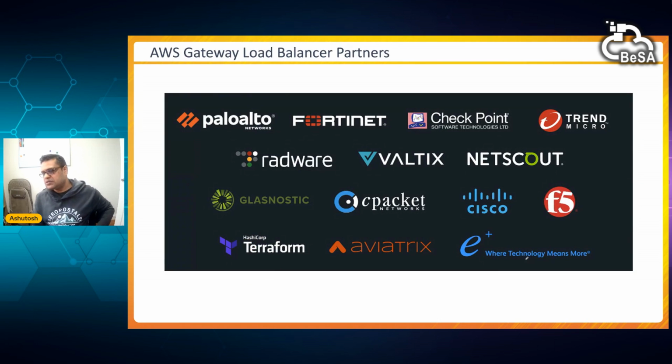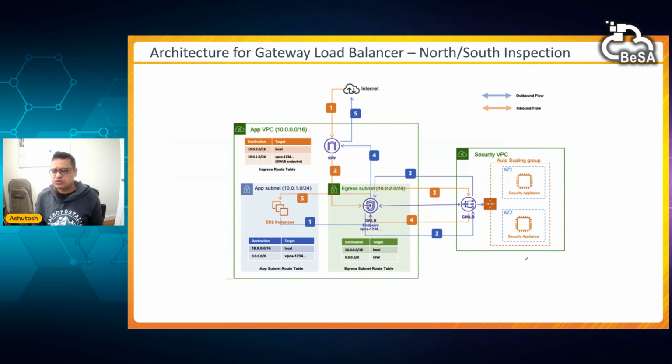And these are the partners. So we have all major security partners with us, so you can use these devices. You do not necessarily have to retrain your resources. You can use that. And this is a north-south inspection. When we say north-south, east-west, it is just a term in networking. North-south is when there's internet to your infrastructure. East-west is within your infrastructure, right? VPC to VPC. North-south is internet to your VPC, or VPC to internet, right?